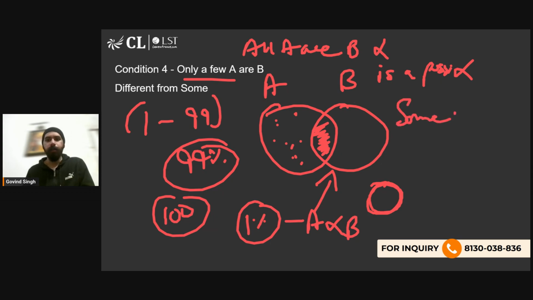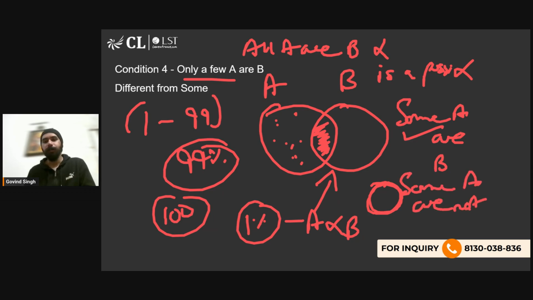Then some A are B would be true, क्योंकि अगर कुछ A, B हैं तो some A are B हम बोल सकते हैं. Some A are not B would also be true, क्योंकि हमें पता है कि at least 1% A ऐसा है जो B नहीं होगा. So some A are not B would also be true. लेकिन जो हमारी some वाली condition थी, some A are B, उसमें some A are not B is not a true conclusion. So that is the difference, right.